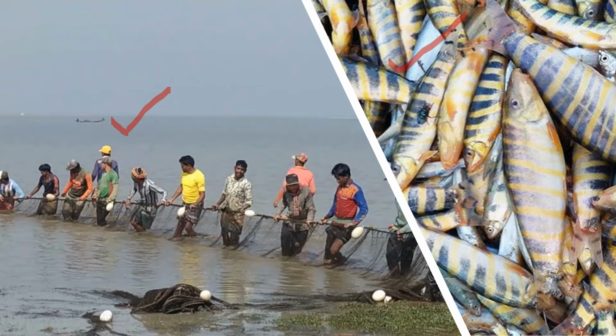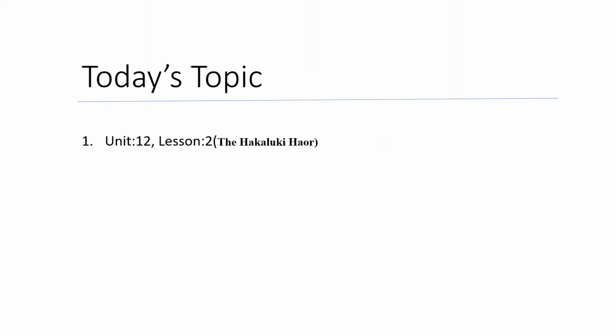So there are lots of haurs in Bangladesh, and Bangladesh is blessed with many rivers and many watery lands, and haurs, beels, and many other things. And Hakaluki Haur, we learn about this Hakaluki Haur today, where this haur is located, and what is its economic benefit, and what is its ecological benefit for us. So today's topic is Unit 12, Lesson 2, the Hakaluki Haur.